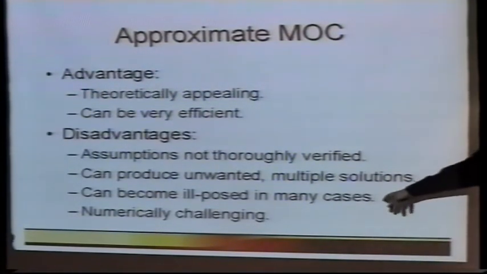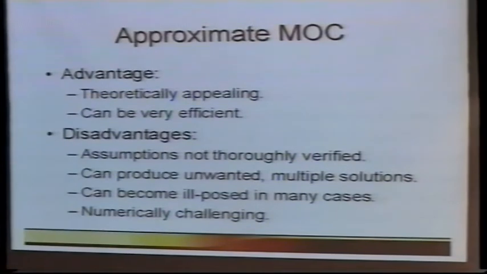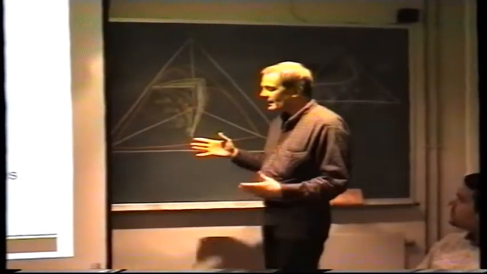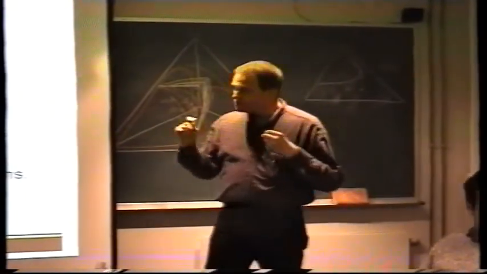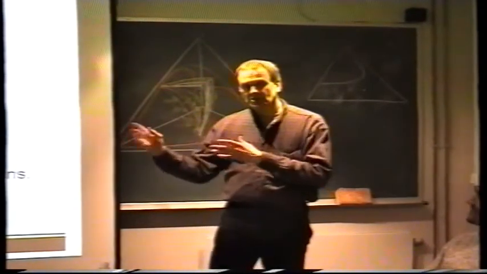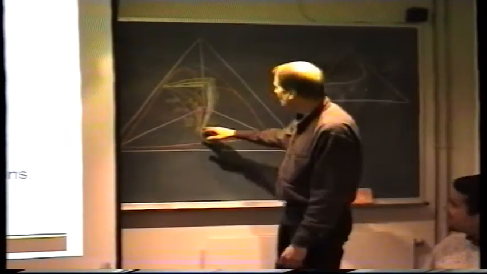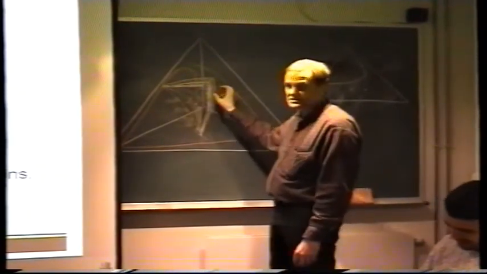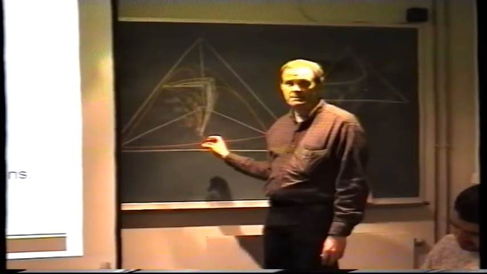More importantly, though, this approximate method can produce unwanted multiple solutions. This is the true solution that we want. This is the only solution that's stable. In other words, if you actually ran a physical displacement, it would by itself eventually converge to this solution because this is the one and only stable solution.